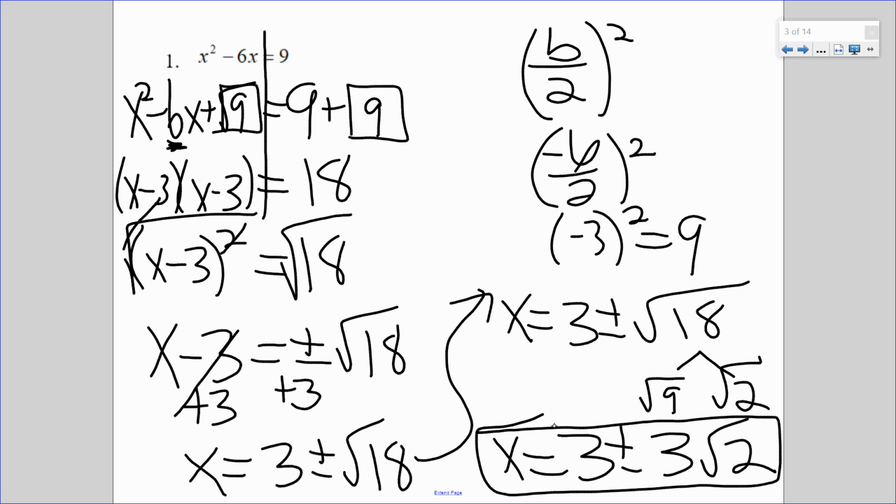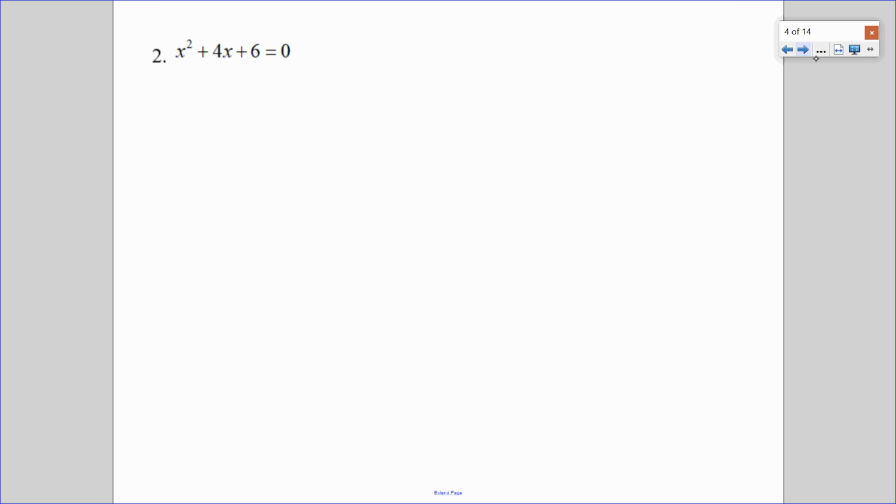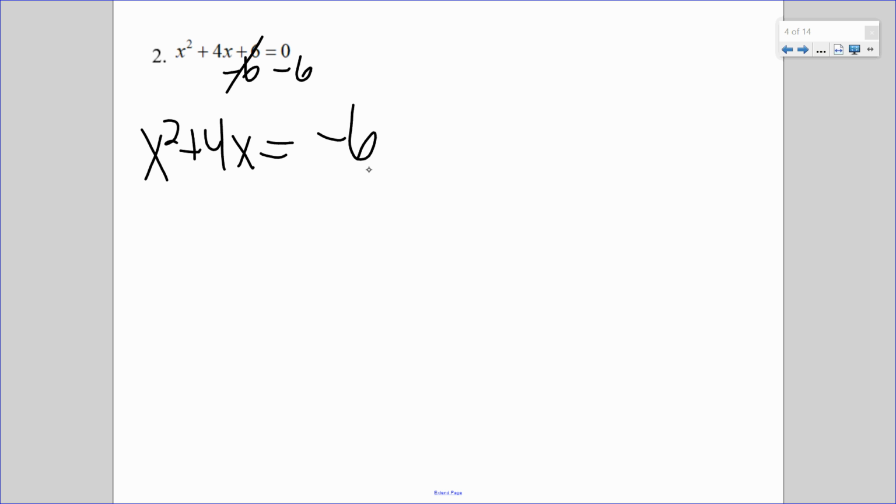That's the first example. It's pretty much the same procedure for all of them. It's just a matter of getting practice with them and getting them into the proper form. Number 2, is this in the proper form for completing the square? No, it's in the proper form for factoring and quadratic formula, but for completing the square, I need the variables on one side, the constant term on the other side. So I'm going to start by subtracting 6 from both sides. I get x squared plus 4x equals negative 6.